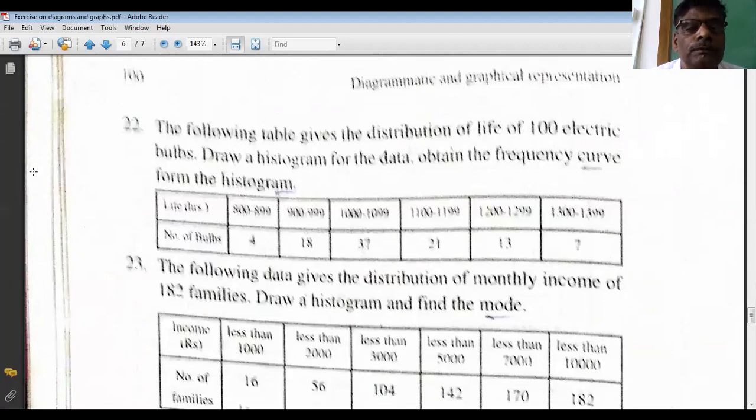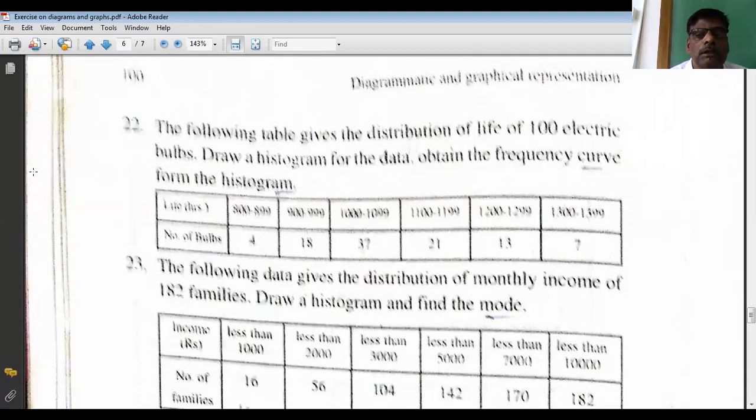The next example is, the following is the table distribution of 100 electric bulbs. Draw the histogram and the frequency curve from the histogram. First, you draw the histogram, then mark the midpoint of each rectangle at the top and draw a freehand curve from one point to another point. That is called the frequency curve.